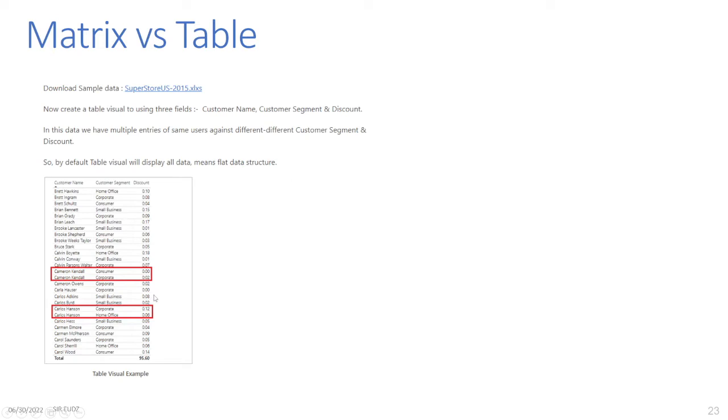So again, we use the same data. So now create a table visual by using 3 fields. So we have customer name, customer segment, and discount. In this data, we have multiple entries of same users against different customer segment and discount. So by default, table visual will display all data, and because it is a flat data structure.